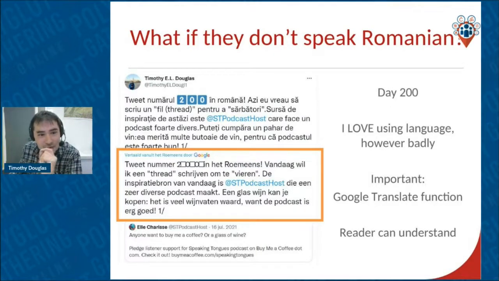Here you have a translation from Romanian, and this is into Dutch, because I took it from my account, which is in Dutch. Now, the translation is not perfect by any means, but it's good enough so that the reader can understand as well. And so I think to myself, it's better to tweet about somebody in a language they don't understand, but for which they can use Google Translate, than not to tweet anything positive about them at all.